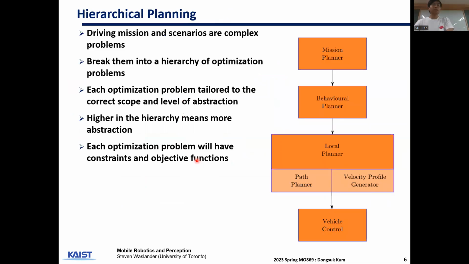This is the hierarchical planning component. Generally, driving missions and scenarios are complex problems. To make them simpler, you break them into a hierarchy of simpler optimization problems. Then each optimization problem can be tailored for the correct scope and level of abstraction based on the requirements of each level. Higher in the hierarchy means more abstraction, and each optimization problem will have its own constraints and objective functions suited for its level.